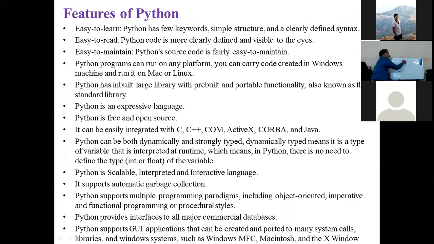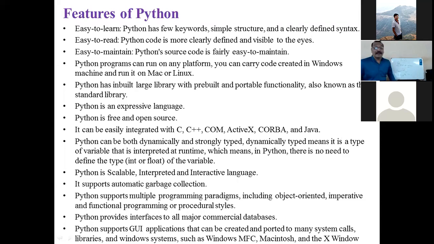But in Python, you can directly write i = 45. There is no need to define the variable type. What is the meaning of that? That is dynamically typed. Dynamically typed means what? i may be integer, i may be float, i may be real, i may be double, like that. All these data types are there in Python. But there is no need to define them in this fashion. That is known as dynamically typed. So in Python, there is no need to declare the type of the variable.